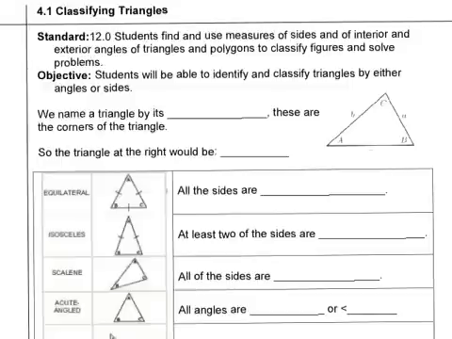Okay, Conceptual Geometry 4.1, Classifying Triangles. The objective: students will be able to identify and classify triangles by either angles or sides. So, a couple things here.